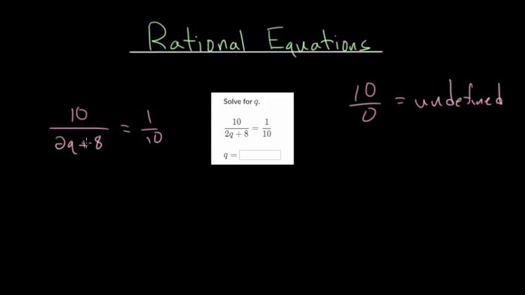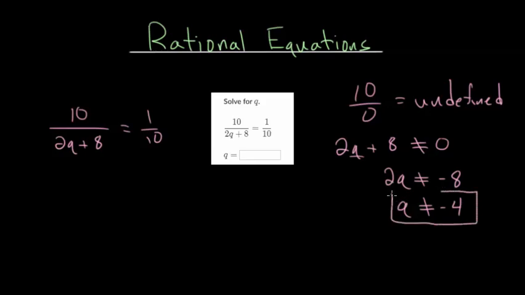So we need to figure out which q values lead to division by 0. And so for that, we can just say 2q plus 8 cannot be 0. And from here, we can just solve for whichever q value that is. So let's subtract 8 on each side. So 2q cannot be -8, and dividing by 2, q can't be -4. So if we find -4 is the answer, then technically this problem has no solution in terms of real numbers.